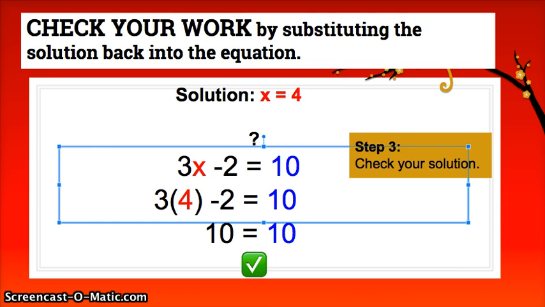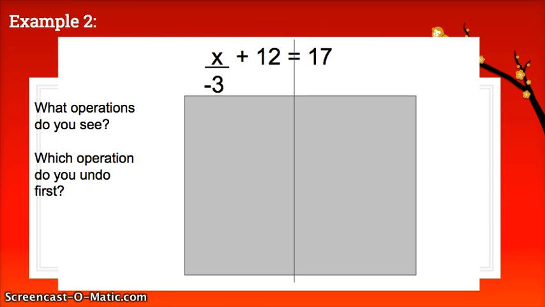Let's look at another example. Example 2. What operations do you see? This is x divided by negative 3 plus 12 equals 17.